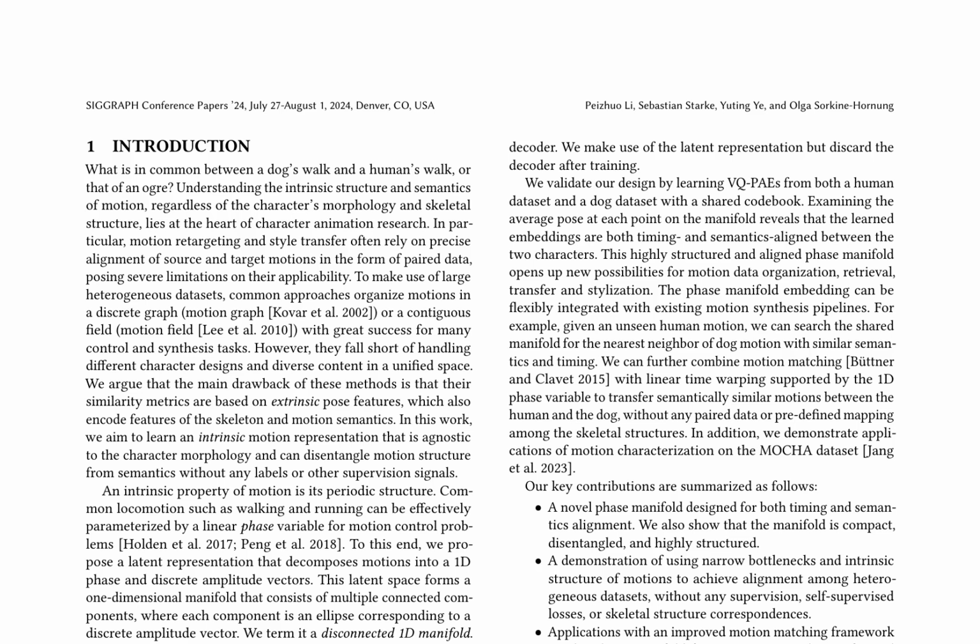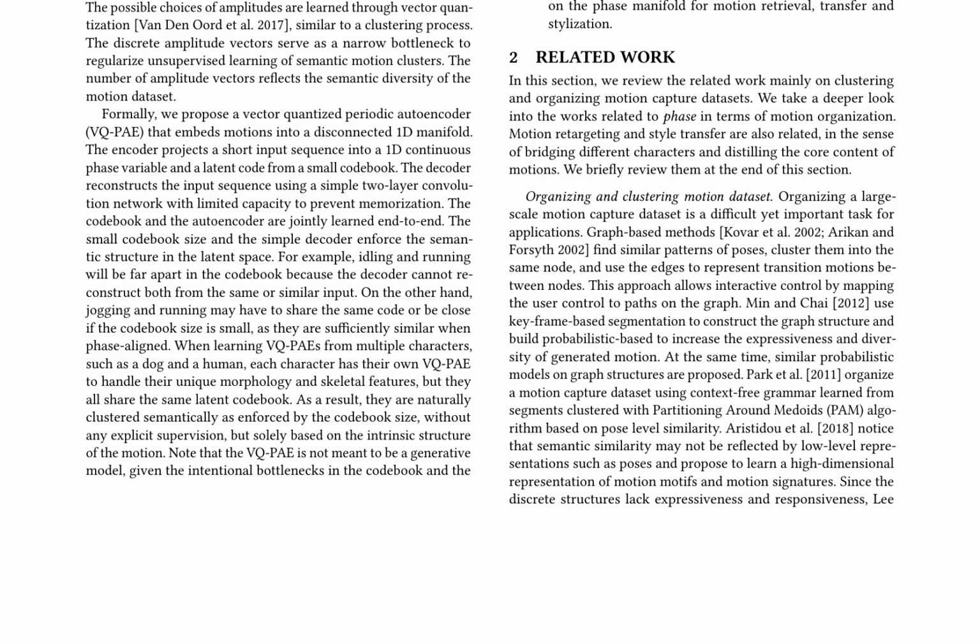The VQPAE consists of an encoder that projects a short input sequence into a 1D continuous phase variable and a latent code from a small codebook, and a decoder that reconstructs the input sequence using a simple two-layer convolution network with limited capacity. The codebook and autoencoder are jointly learned end-to-end. The effectiveness of this approach is demonstrated by learning VQPAEs from both human and dog datasets with a shared codebook, resulting in a highly structured and aligned phase manifold. This manifold enables flexible integration with existing motion synthesis pipelines, allowing for motion retrieval, transfer, and stylization.